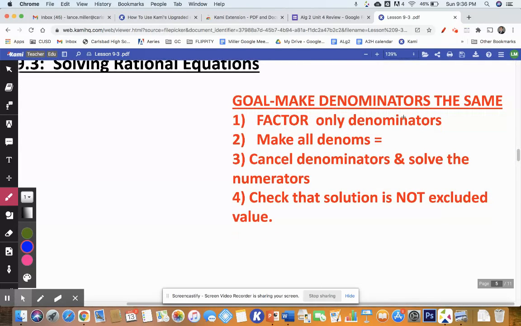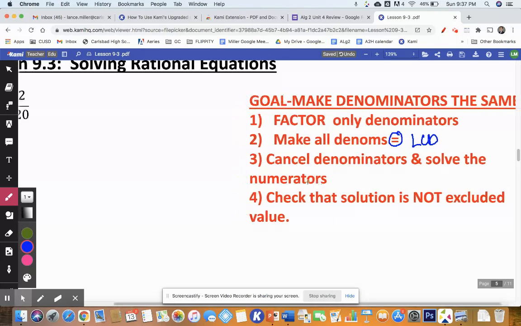We're going to factor the denominators. We're going to make all the denominators the same, equal, okay? So we need an LCD. Then we're going to cancel the denominators and we can just solve the numerators, right? If the denominators are the same, the numerators also have to be the same. And then we're just going to check to make sure our solution is not an excluded value. All right, have these down. That way you can take a look at them if you're solving a problem and go through those steps.